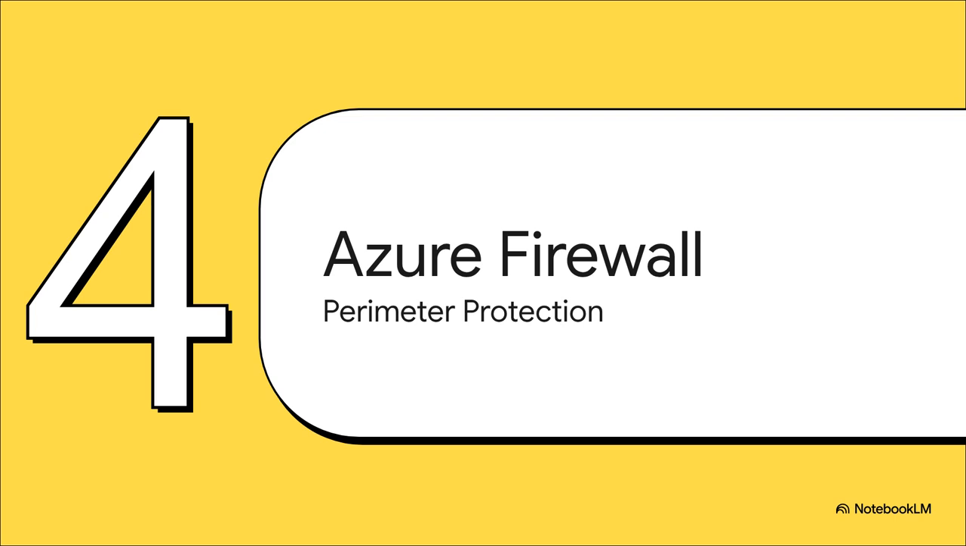Now, let's add our next layer of defense. If NSGs are the guards on each floor controlling who moves around inside the building, then Azure Firewall, well, that's the main security desk in the lobby. It's your intelligent, centralized guard, screening everything and everyone that tries to enter or leave the entire building.